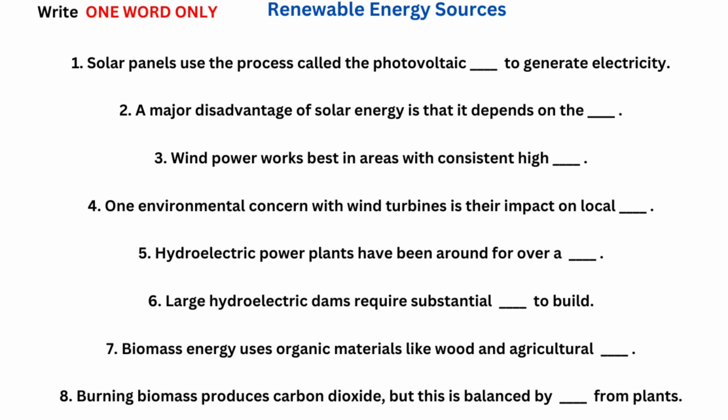Now, let's move on to wind power. This form of energy utilizes wind turbines to generate electricity. When wind flows over the turbine blades, it causes them to rotate, driving a generator that produces electricity. Wind power is particularly effective in coastal areas and open plains where wind speeds are consistently high.